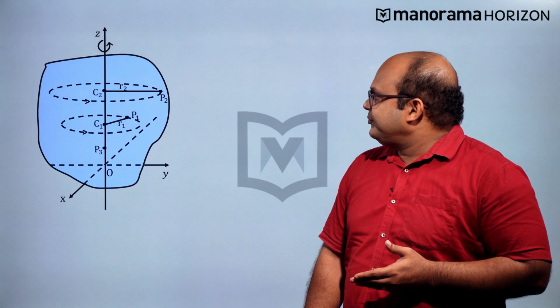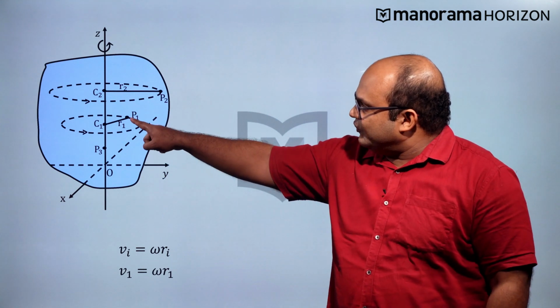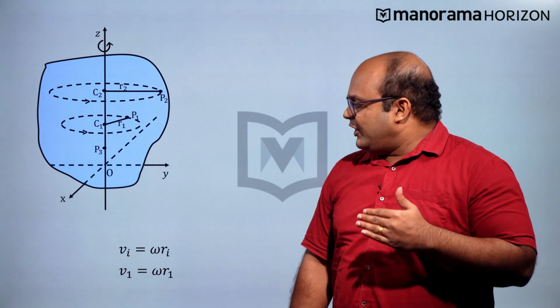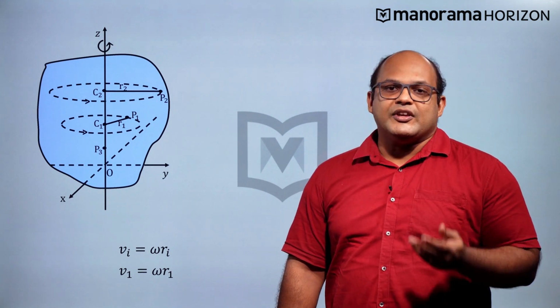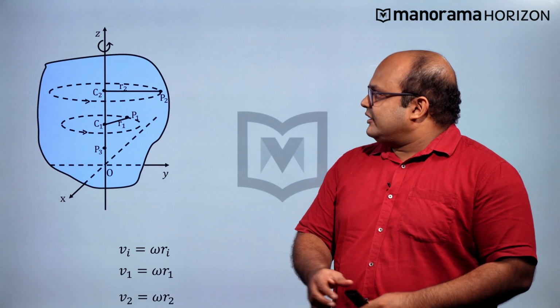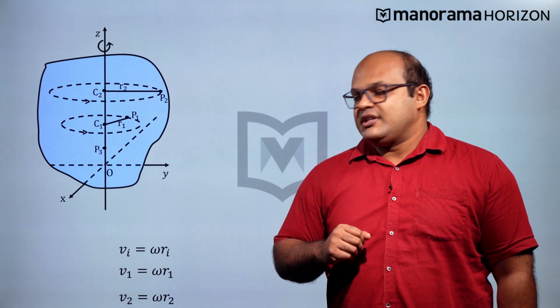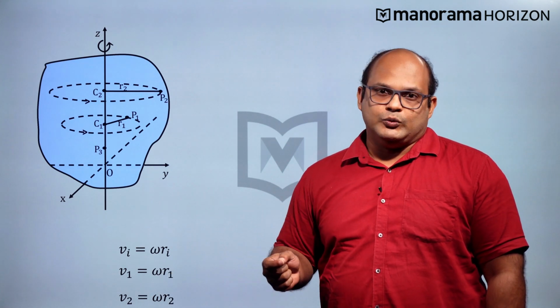On the other hand, if we take a particle which is farther away, for example, if we consider v1, that is the linear velocity of the particle at point p1, we notice that it will have a finite value because in this case, the radius is not 0. Again, if we take another particle, let's say particle p2, which is at a greater distance from the center of rotation, we notice that its value of linear velocity is v2 equal to omega r2.